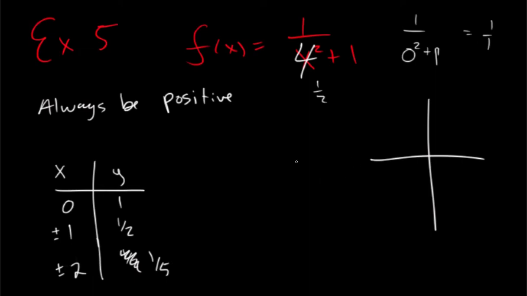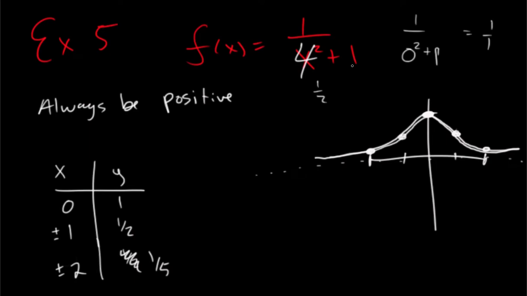Now if we come over here to graph at x equals 0, y equals 1, we put a dot. Negative 1 and positive 1 give us a 1/2 value. Negative 2 and positive 2 give us a 1/5 value. And that gives us enough information, knowing that it's going to be always positive. So it's going to kind of go like this. And we do have a horizontal asymptote. When I was talking about asymptotes earlier, I think I misspoke. I meant there are no vertical asymptotes created by division by 0.